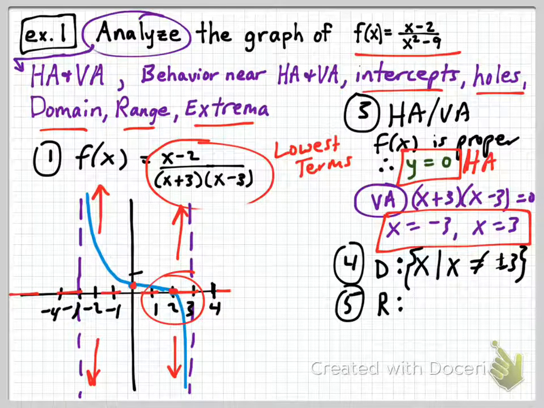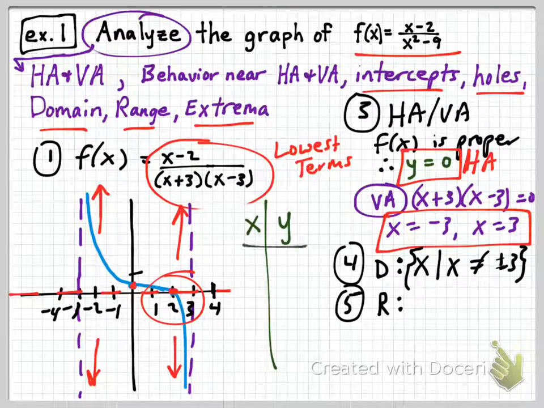So the easiest way to do this is just to make an x-y chart with two values in there. We're going to put the number just to the right of the positive vertical asymptote. We're going to put a 4 in. Okay? And what is y when x is 4? Well, we look back at the original function. We have 4 minus 2 in the numerator. And in the denominator we have 16, 4 squared, minus 9. So clearly that's positive. That's all we need.